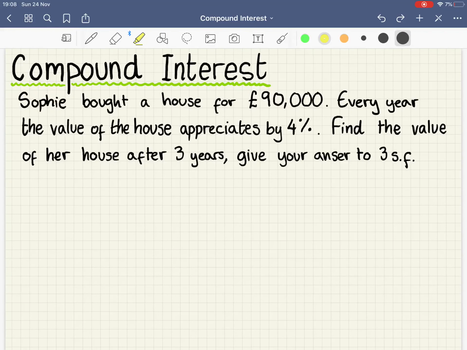Okay, hi guys. We are going to be looking at some compound interest today. So I've already got some examples written out, and what we're going to do first quickly is chat about how to identify that you have a compound interest question in front of you.